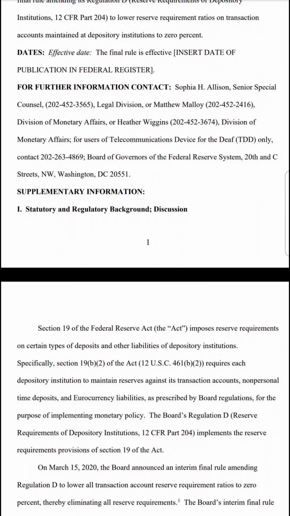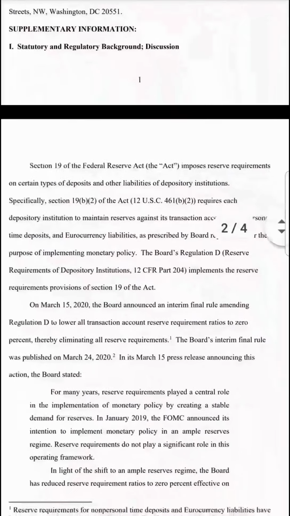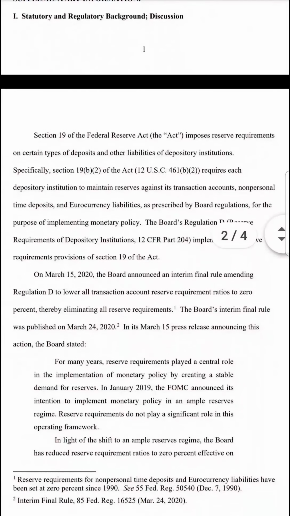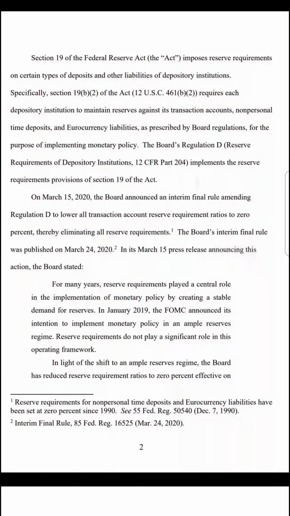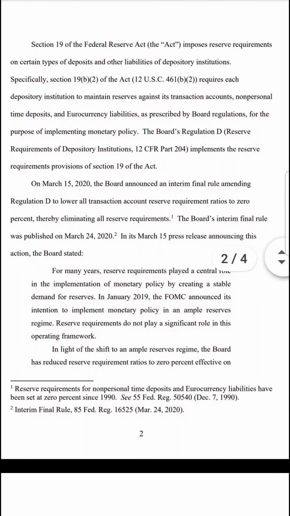Supplementary information, statutory and regulatory background discussion. Section 19 of the Federal Reserve Act, the Act, imposes reserve requirements on certain types of deposits and other liabilities of depository institutions. Specifically, Section 19(b)(2) of the Act, 12 U.S.C. 461(b)(2), requires each depository institution to maintain reserves against its transaction accounts, non-personal time deposits, and eurocurrency liabilities, as prescribed by board regulations for the purpose of implementing monetary policy.